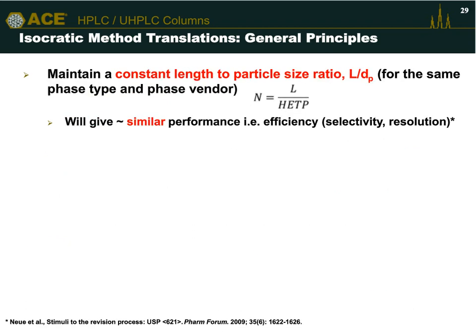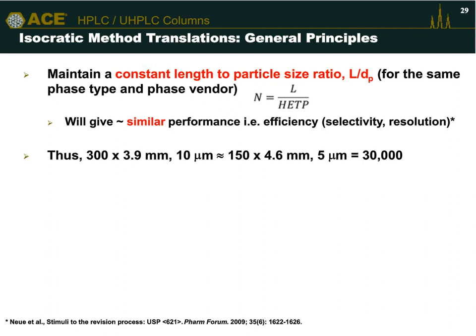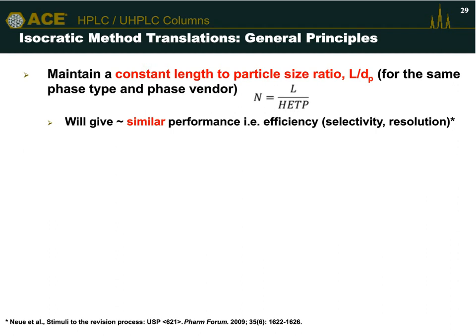So the USP guidance talks about maintaining a constant column length to particle size ratio, and this is very nicely discussed in the paper cited at the bottom of the slide, which was a stimulus article to the change in the USP. By keeping the constant column length to particle size ratio, the L over DP value, you should get similar performance with respect to efficiency, according to chromatographic theory. Selectivity and resolution should be similar if the particles that you're using are scalable. Sometimes you can get changes in alpha, selectivity and resolution, RS, depending on if you're moving between different column vendors, different platform silicas.